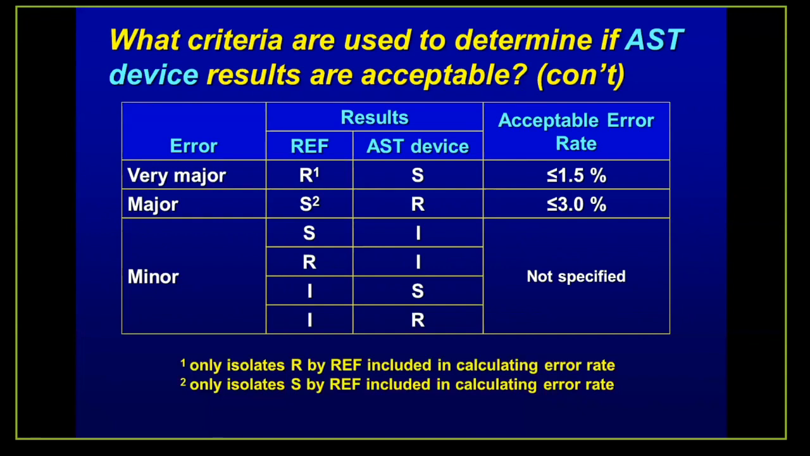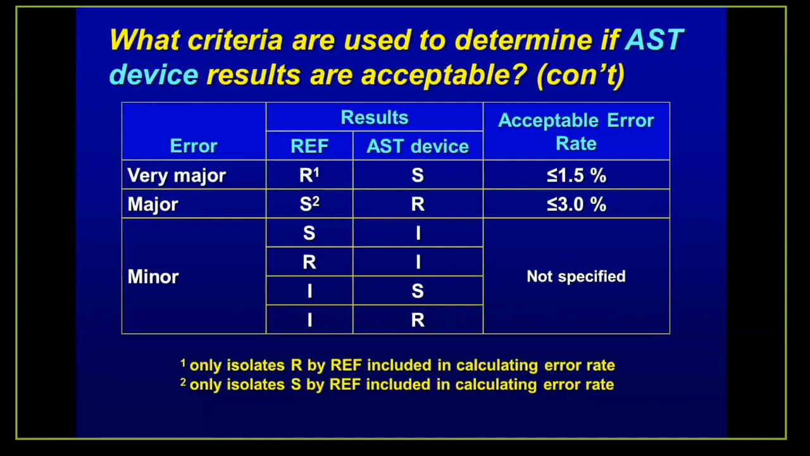Very major errors are only calculated from isolates that are resistant by the reference method. Major errors are defined as an isolate that is susceptible by the reference method and resistant by the AST device. We should have 3% or less as the acceptable error rate for major errors.